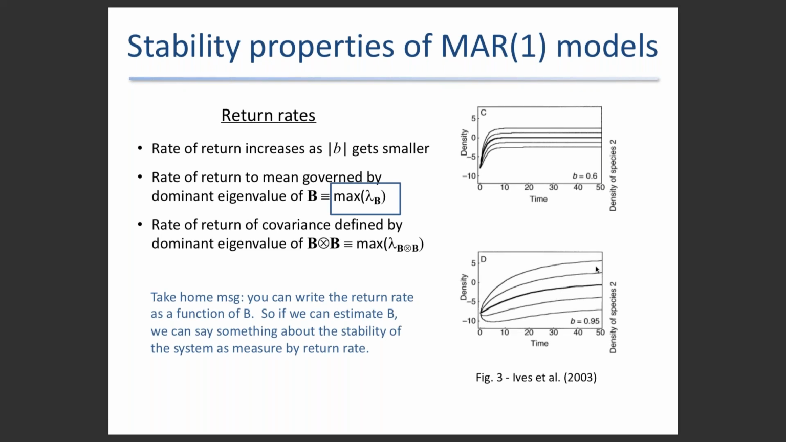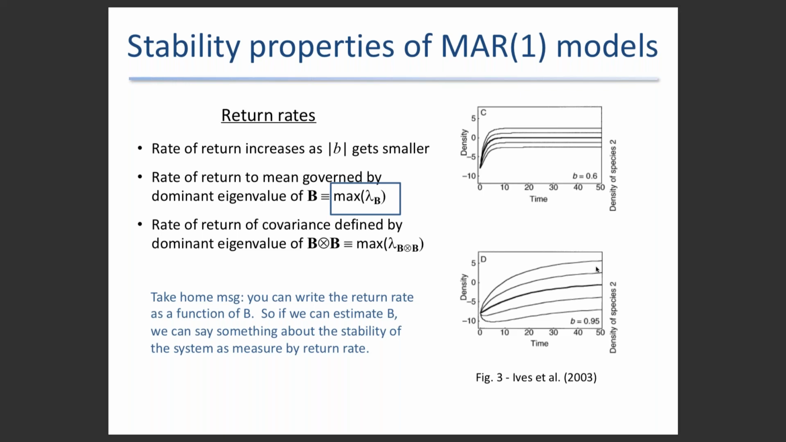Well, we can measure that mathematically, this idea of how fast does it return to the stationary equilibrium, and do a lot of math. And the rate of return to the mean is governed by the maximum eigenvalue of that matrix, of the B matrix. Key thing here is that the only parameter that's appearing here is B.